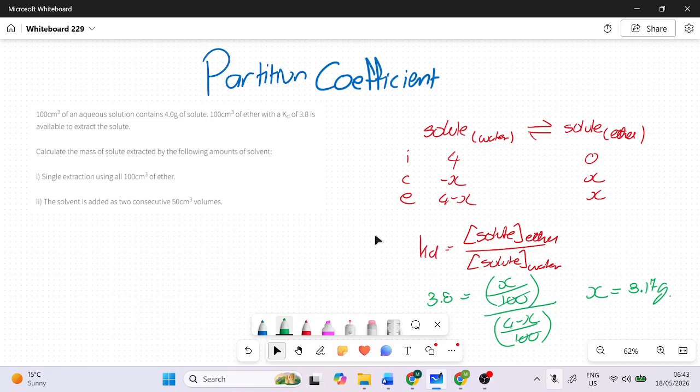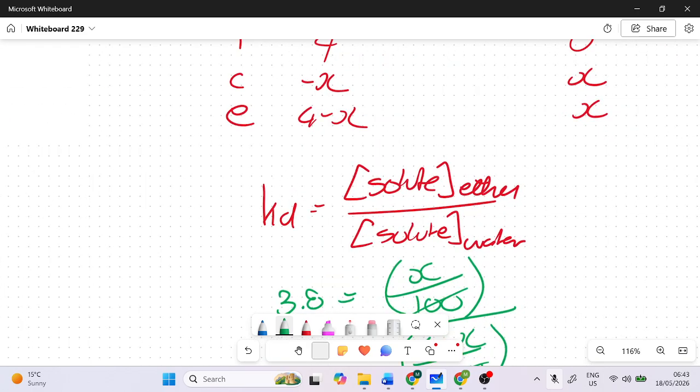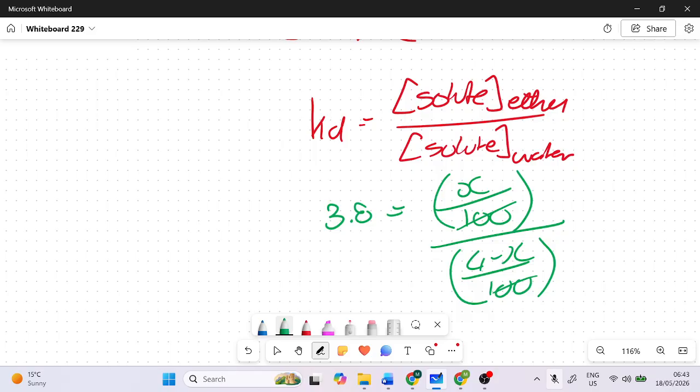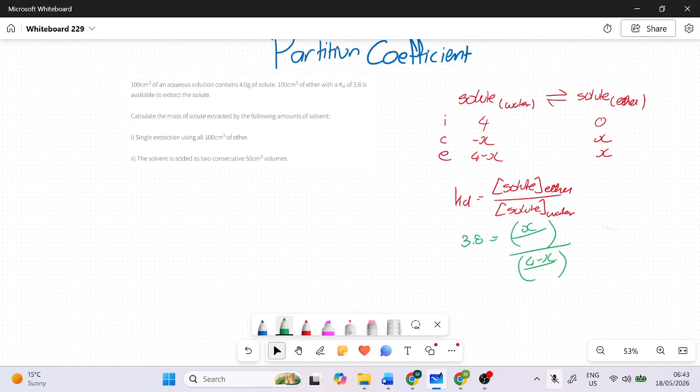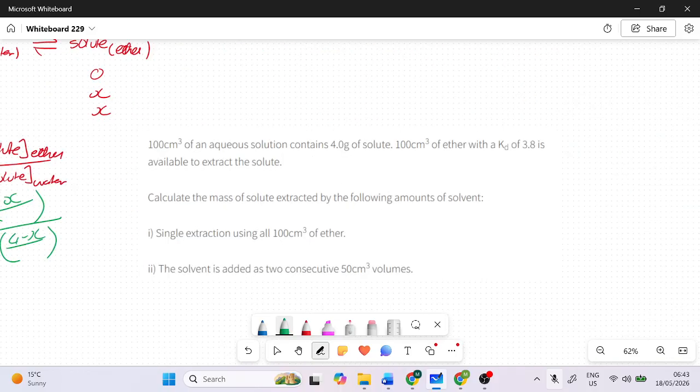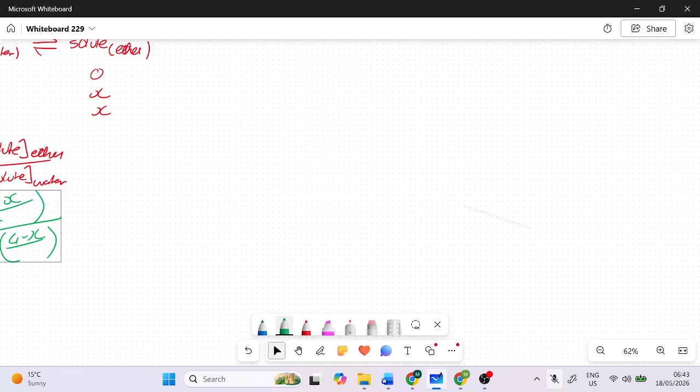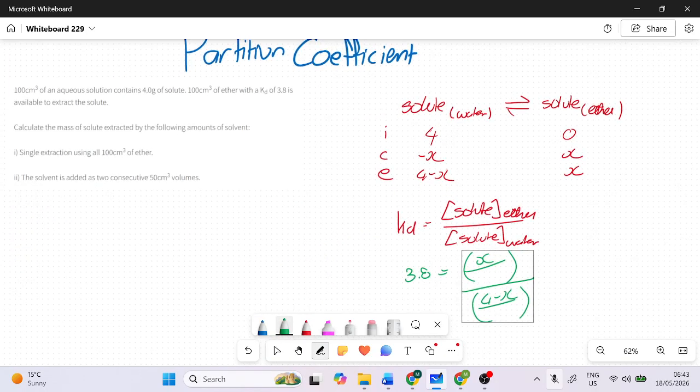The second part of the question was that the solvent is added as two consecutive 50 centimeters cubed volumes. Now, a lot of students start to panic. But the reality is that literally the only thing that will change in the beginning, for the first bit, is that initially you do not have 100 centimeters cubed of ether, but rather 50 centimeters cubed of ether. So that becomes 50.